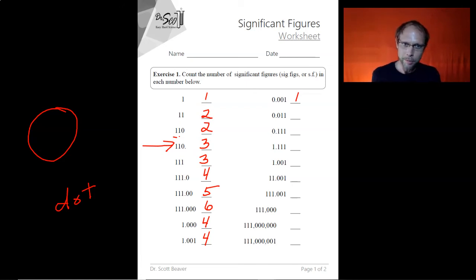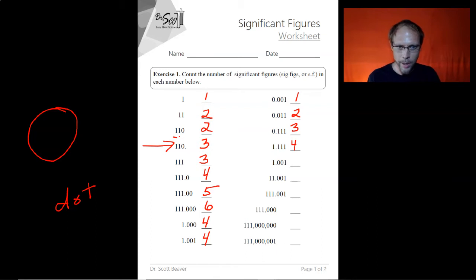So next we have 0.011. The 1 is significant. The zeros are not. There are 2 sig figs. 0.111, the 0 doesn't count, just the 111. Zeros to the left never count. It has nothing to do with the decimal point. 3 significant figures. The next one, 1.111, has 4 digits that are all non-zero, so they're all significant.